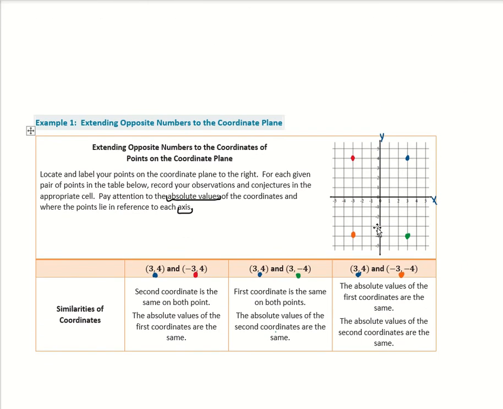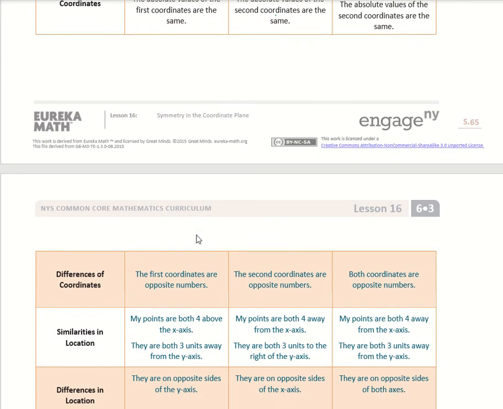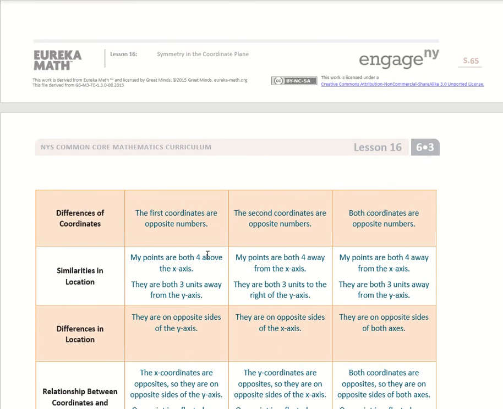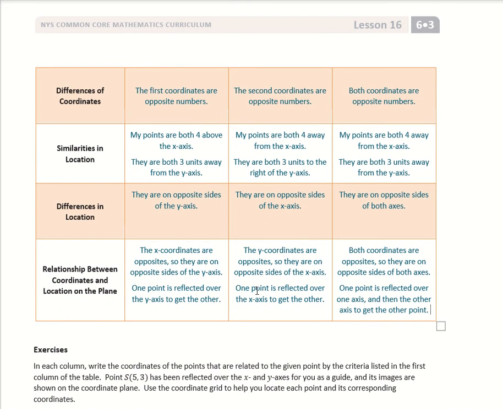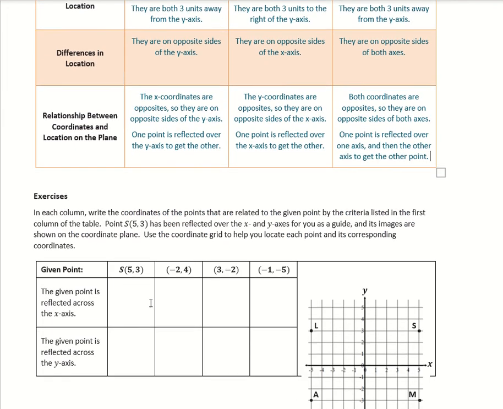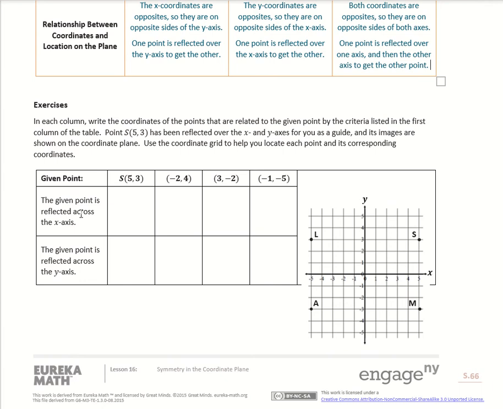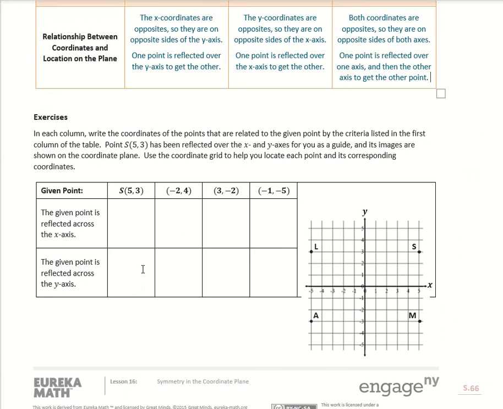So that is example 1. We've looked at these opposite numbers. What's similar between them? What's different between them in terms of location, in terms of the coordinates? We came up with a few rules about reflection. And those rules about reflection are going to help you in your exercise.